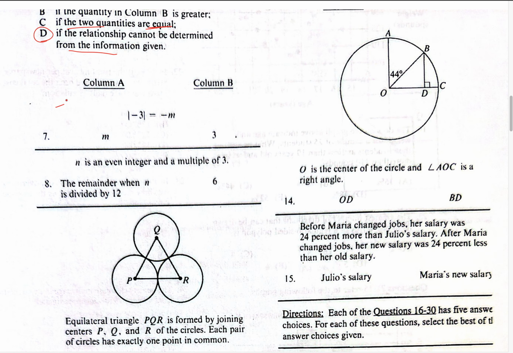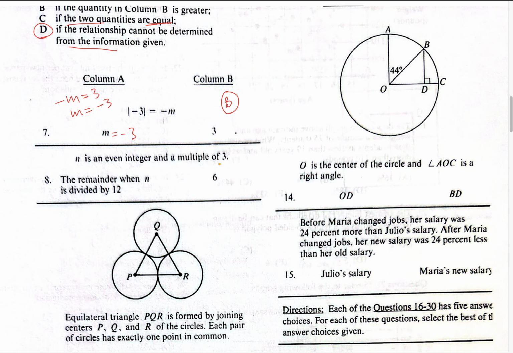So I can say that negative m is equal to 3, because the absolute value of negative 3 would be 3. Or I can say m is equal to negative 3. So this is negative 3 and this is 3. I have to compare these two quantities. Obviously 3 is greater, so I would say B is the answer, because the quantity in column B is greater.